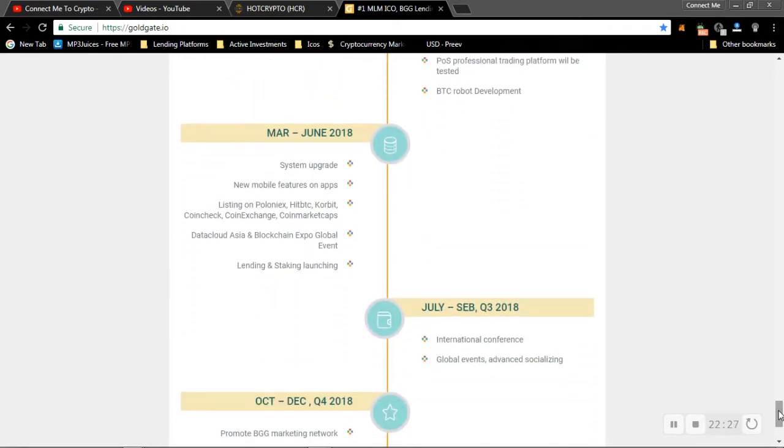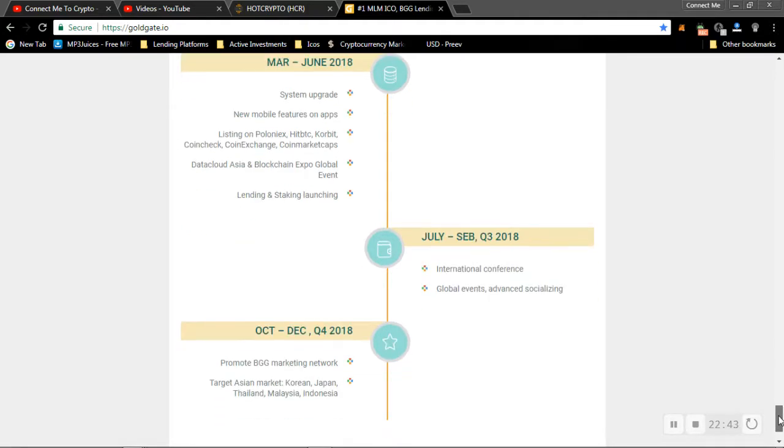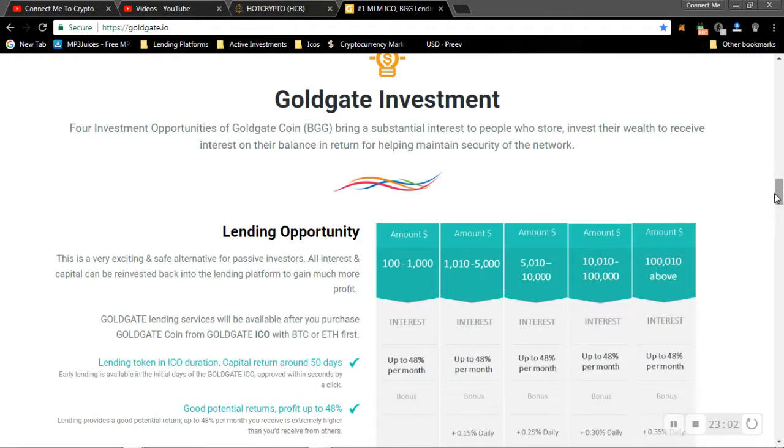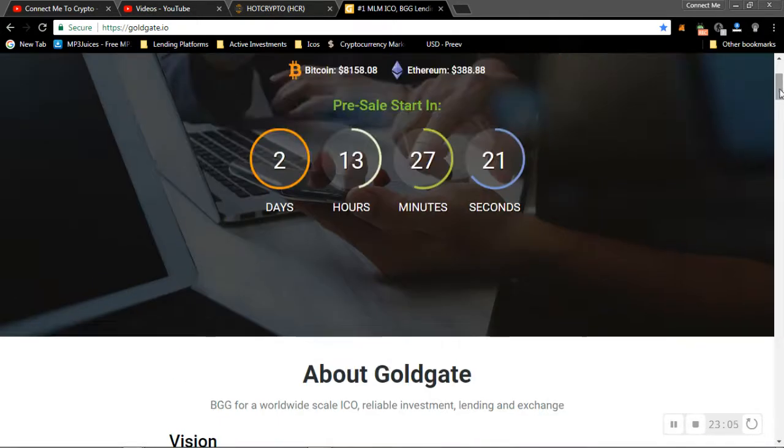March, system upgrade, new mobile features on apps, listing on Poloniex, HitBTC, Corbit, the other exchanges, Data Cloud Asia, and Blockchain Expo Global Event. Okay, so these guys are planning to have this big event around March, summertime next year, kind of like BitConnect. Around July, international conference, global events, advanced socializing. And October to December, Q4, promote BGG marketing network, target Asian market: Korea, Japan, Thailand, Malaysia, and Indonesia. So wow, we just went over basically this whole thing.